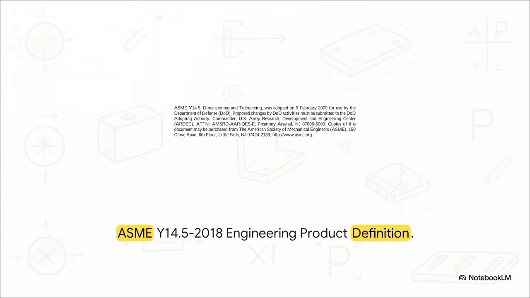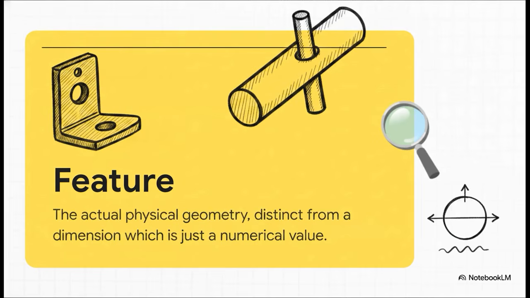Enter the solution. The ASME Y14.5 standard. This is the engineering product definition standard. Think of it as the ultimate internationally recognized rulebook. It's the definitive guide that takes all that manufacturing ambiguity and replaces it with absolute mathematical certainty. To truly master this rulebook, we have to start by nailing down one fundamental distinction. What is the difference between a dimension and a feature?